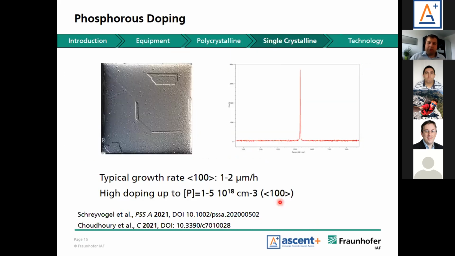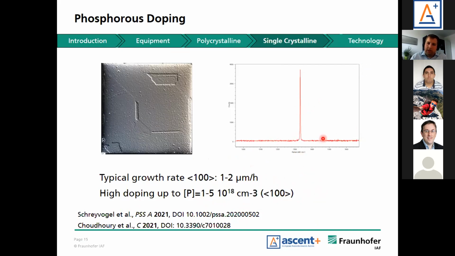Also, what we can do is phosphorus doping, which will result in an N-type doping. Here, the growth rate is actually increased. So we have 1 to 2 micrometers per hour. We reach doping concentrations of up to 5 times 10 to 18. Also on 100, I gotta say, doping efficiencies on 111 are higher.